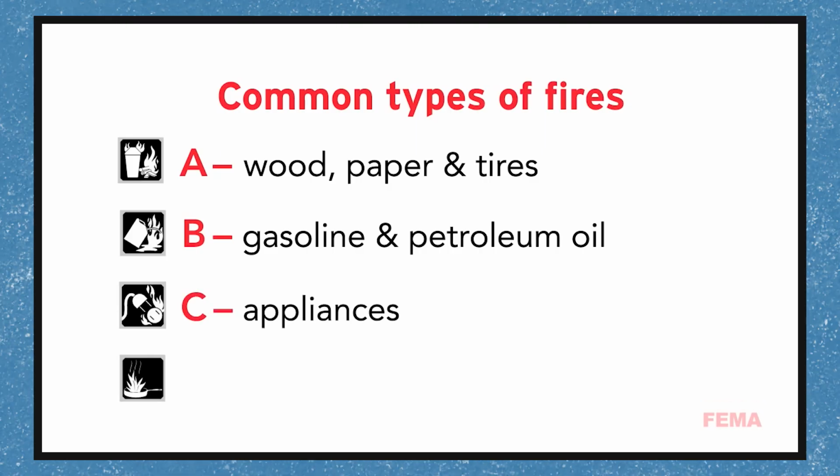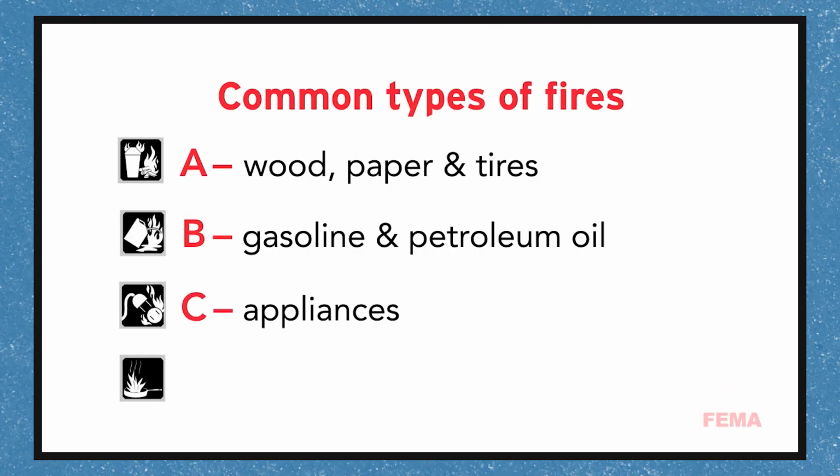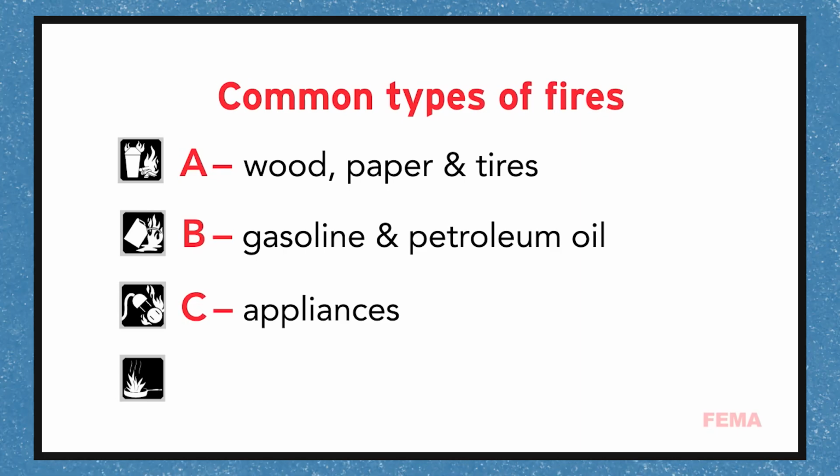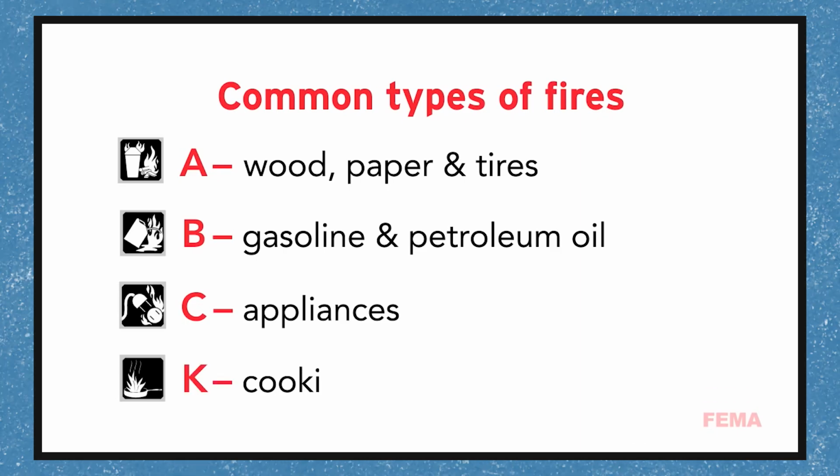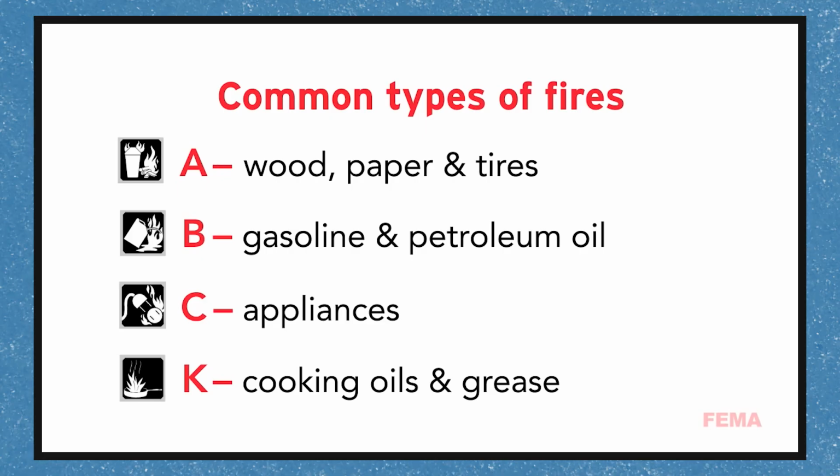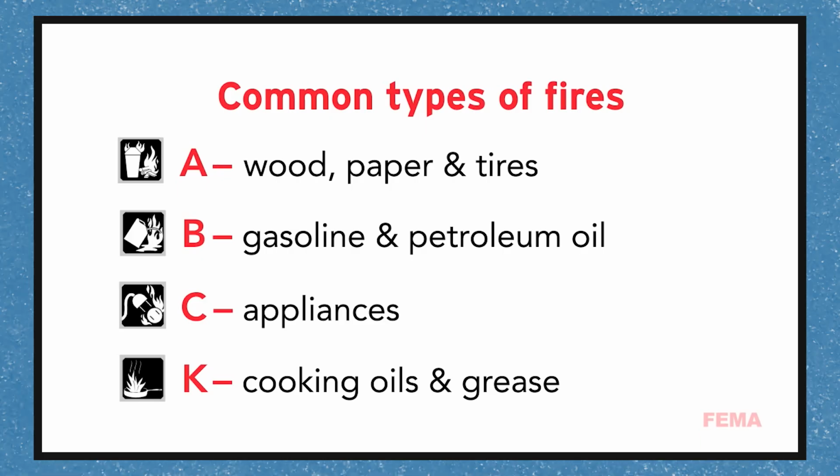Class C ratings involve energized equipment or things that are plugged in like appliances, computers, televisions, and electric machinery. Class K fires involve cooking oils and greases like vegetable fats.